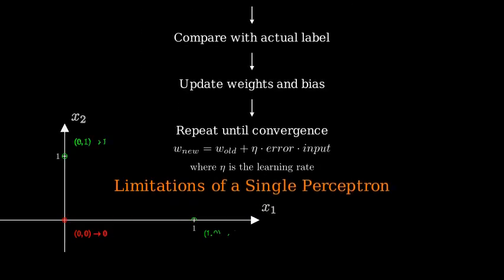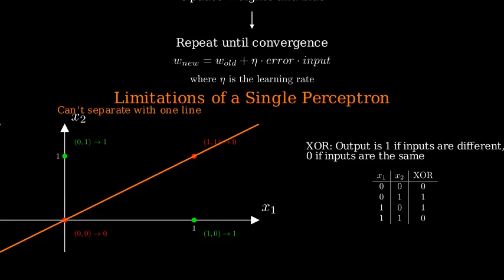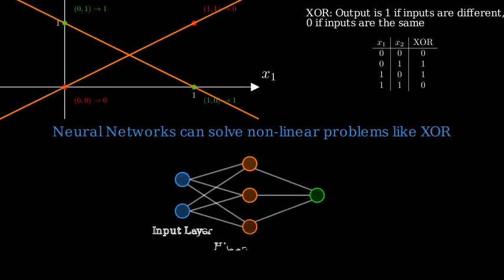While a single perceptron is powerful for linear classification tasks, it has limitations. The most famous example is the XOR problem, where a single perceptron cannot correctly classify all points. This is because the XOR pattern isn't linearly separable. You can't draw a single straight line to separate the two classes. To overcome this limitation, we connect multiple perceptrons together to form neural networks, which can learn more complex, non-linear decision boundaries.